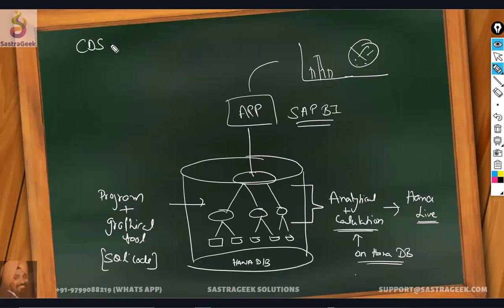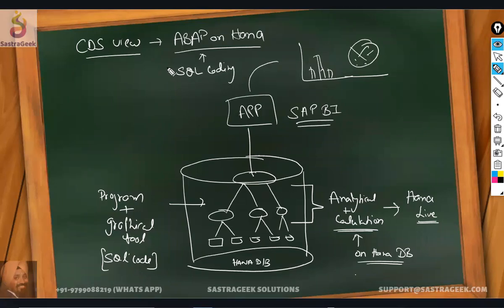As for CDS views, I heard earlier that SAP is working on creating CDS views through graphical tools also, but I have not seen any development so far. For now, CDS views are written in ABAP on HANA, which is similar to SQL coding, which you need to do through HANA Studio by logging into your application layer. In HANA Studio, you can log into the application layer and also into the database.